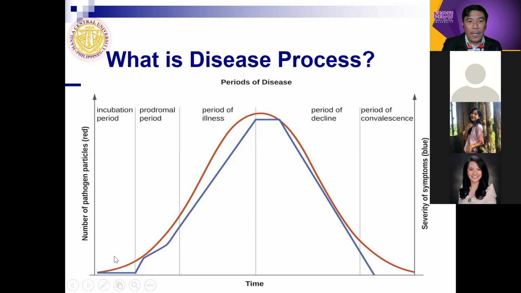the red graph. The red graph represents pathogens. If we say pathogens, these are the causative agents, either viruses, fungi, or bacteria. Now, when the person is exposed to pathogens, the blue line with this bell curve represents the severity. This means it represents the symptoms.